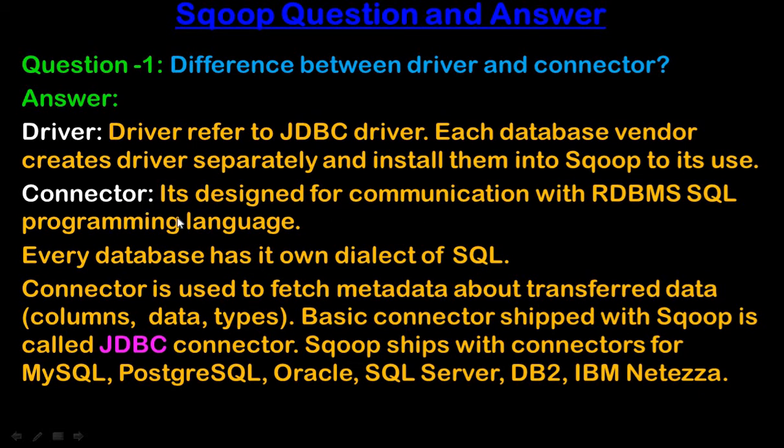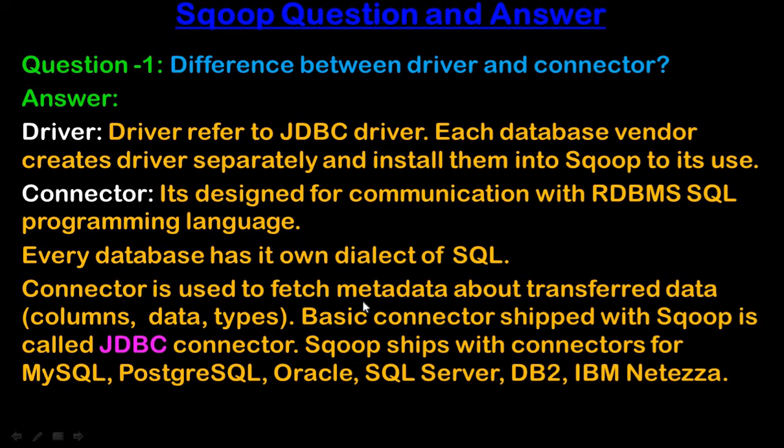And what is the connector? It is designed to communicate with RDBMS using the SQL programming language. Every database has its own dialect of SQL. So the connector is used to fetch metadata about the transferred data, which means columns and data types. The basic connector shipped with Sqoop is called the JDBC connector. Sqoop is shipped with connectors for MySQL, Postgres, Oracle, SQL Server, DB2 and IBM Netezza.